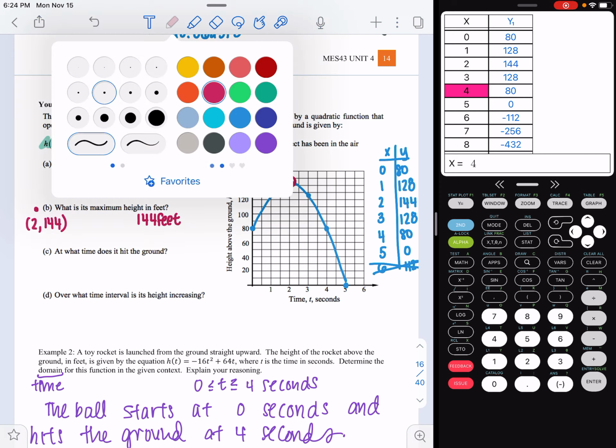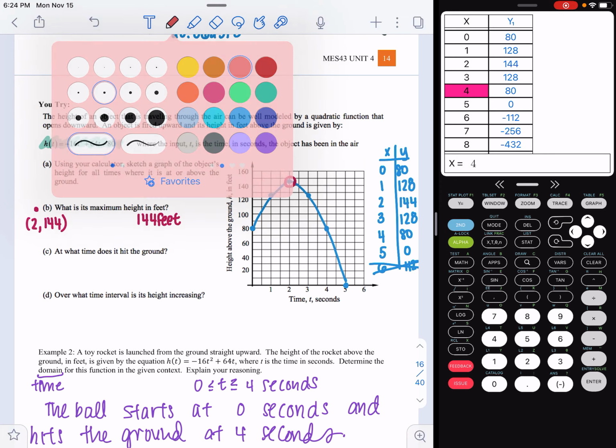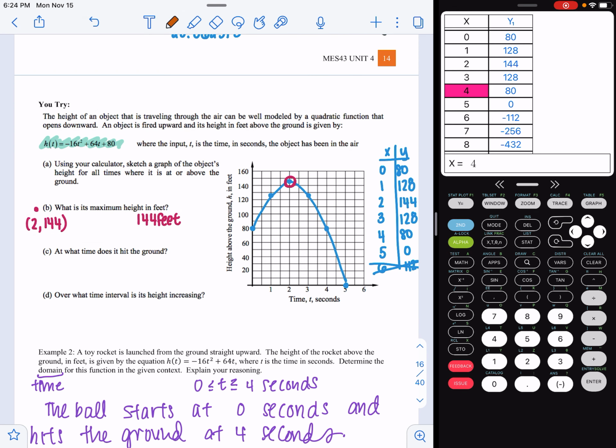Okay. Let's take a look at the next problem. At what time does the object hit the ground? Hit the ground would mean that we are at 0 feet. So let's see where our object is at 0 feet. Our object is going to be at 0 feet over here, right? So it goes up and then it comes down and we hit 0 feet after 5 seconds.